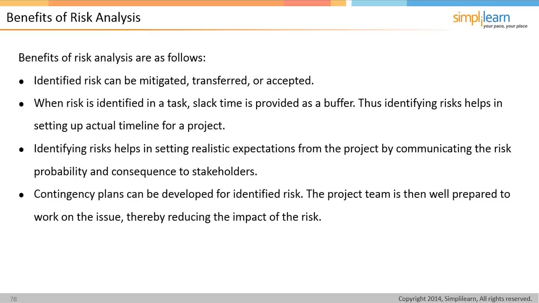When risk is identified in a task, slack time is provided as a buffer. So identifying risks will help in setting up an actual timeline for a project. Identifying risks helps in setting realistic expectations from the project by communicating the risk probability and consequence to stakeholders. And contingency plans can be developed for identified risks, so the project team can be prepared to work on the issue and reduce the impact of the risk.